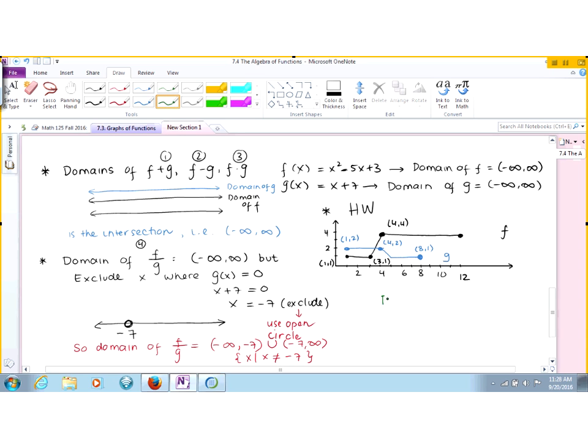Now, my question is, based on this, draw f plus g on the graph here. So this is from homework. Maybe the last problem or the last two problems. Yeah. All right. This is easy. Don't think this is difficult. Yeah. No, it's not difficult.